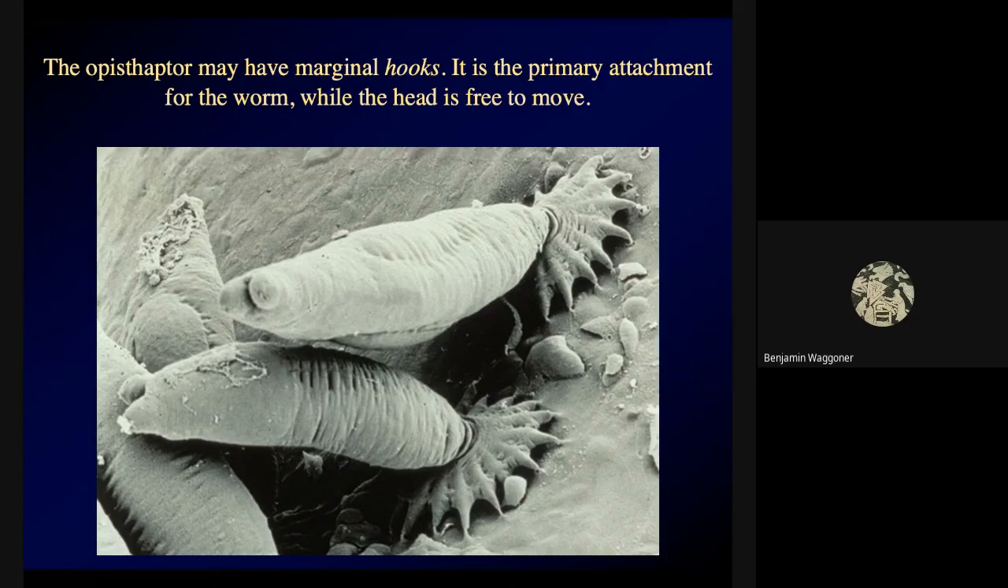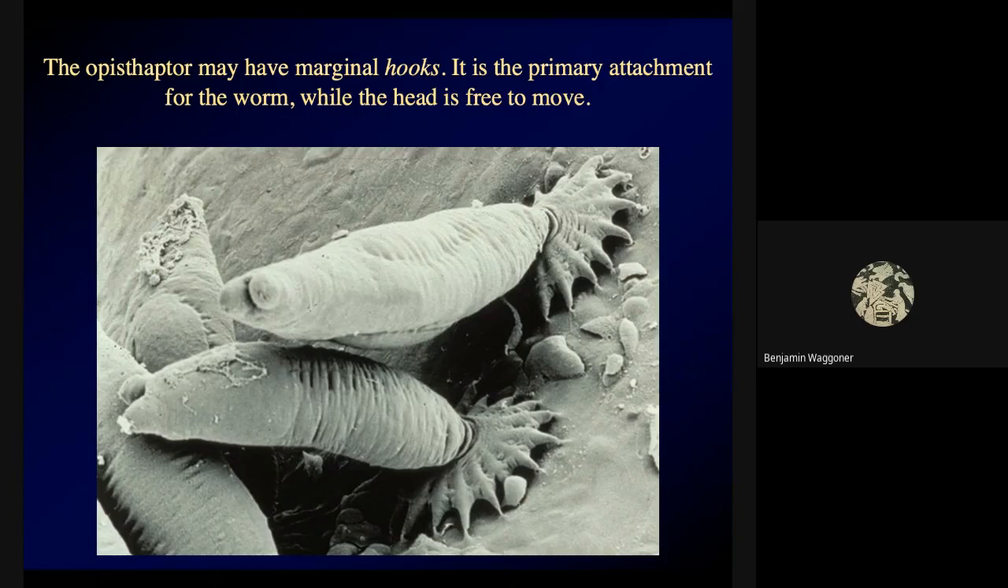At the opposite end of these worms, you can see the mouth, and on either side of the mouth, there's a bump. Those bumps are the anterior attachment organs. But in this species, the head can actually freely move around and grub up mucus or whatever it's feeding on. And those anterior attachment organs are just temporary. That big hooked posterior haptor, or opisthaptor as it's called, is the main thing that enables these monogeneans to hang on.